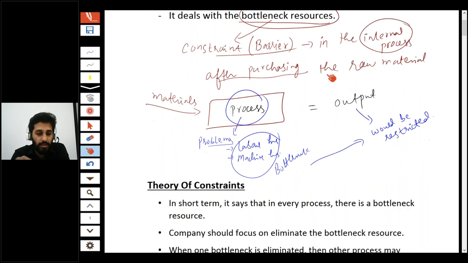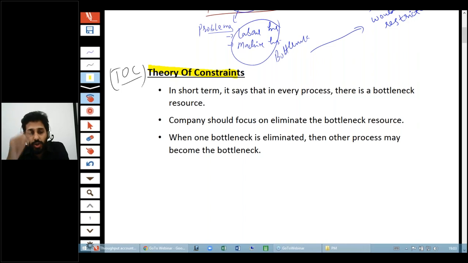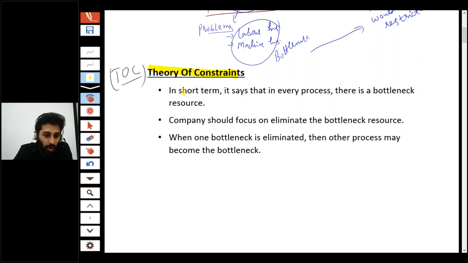Now let's move ahead. That's theory of constraints, TOC. That's not test of control, if any one of you had studied that AAA paper. So it's the theory of constraints, and it is a theory, right? It is a theory which says that in a short term, that means less than a year, or you can say less than or equal to 1 year.